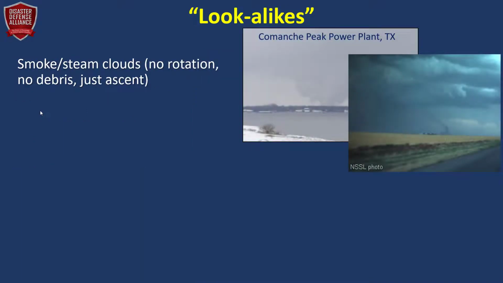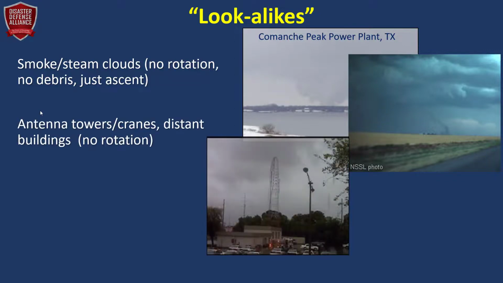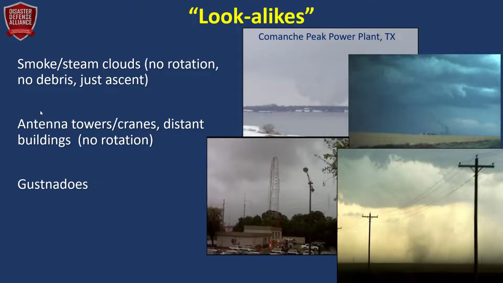Other types of lookalikes include smoke or steam clouds, distant cranes or buildings, and a feature called a gustnado, which is the spin of dust or dirt near the ground due to gusty winds. These are usually too weak to cause much damage and are not connected to a cloud above, and therefore are not tornadoes.